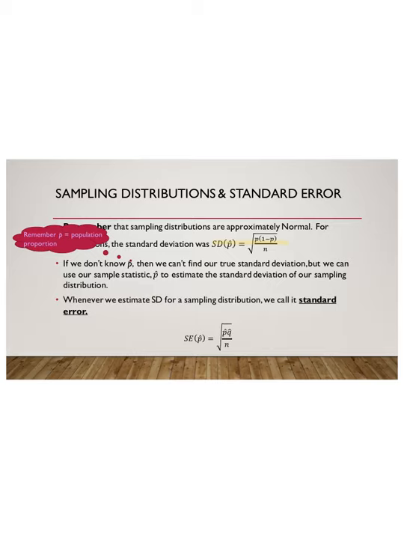If we don't know the population proportion, remember that's what the p means, then we can't find our true standard deviation, but we can use our sample statistic p hat to estimate the standard deviation of our sampling distribution. Whenever we estimate standard deviation for a sampling distribution, we call this standard error.